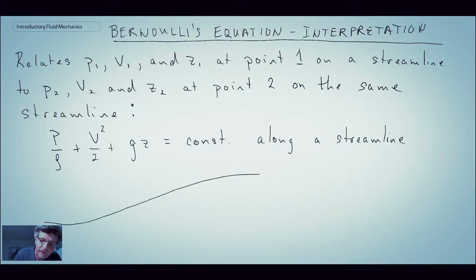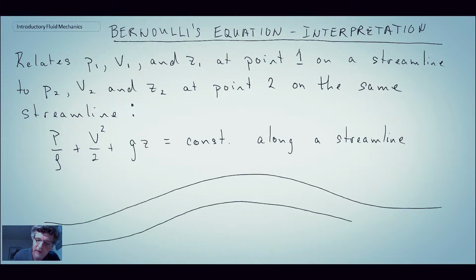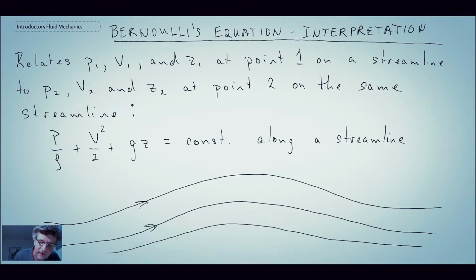So if we have a flow field that looks something like this, and these are our streamlines, what that tells us is that if we want to apply Bernoulli's equation between 2 points, say point 1 and point 2, and point 1 is here, then point 2 needs to be on the same streamline. It cannot be on a different streamline within the flow field.